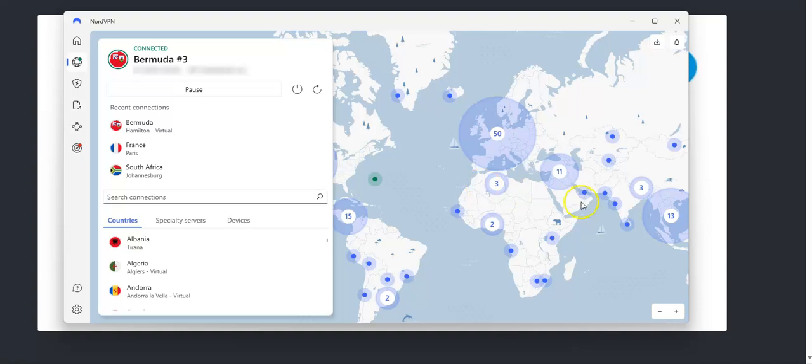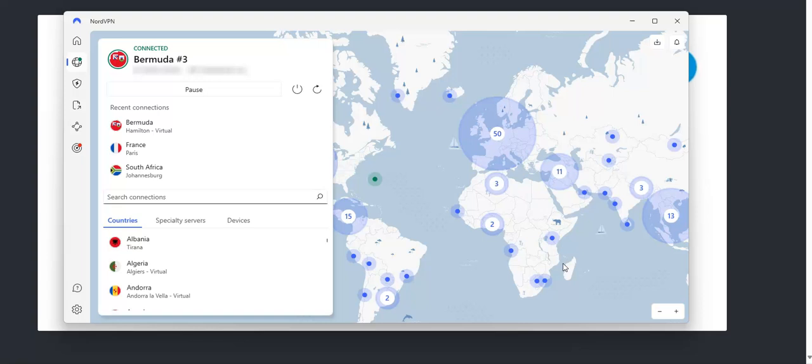As you can see now, I am connected to a server in Bermuda. There we go. And that means that any website I visit thinks I am in Bermuda. They can't see my location. It's why VPNs are very, very popular for bypassing blocks.